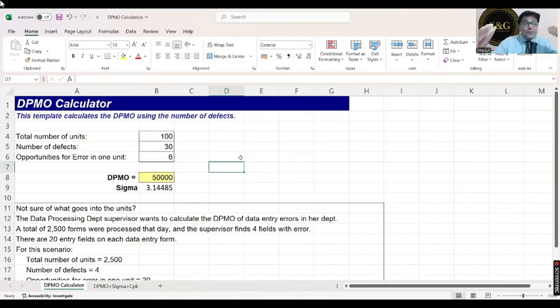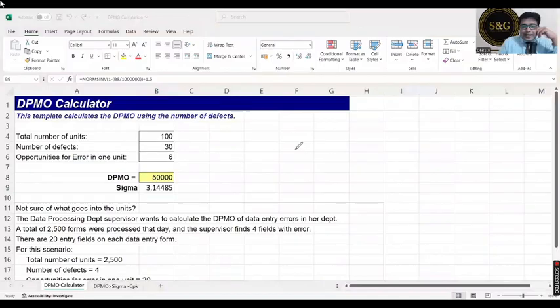And what is the beauty? The beauty is below that there is a sigma calculation as well. Wow. What is this? Sigma calculation. And this is saying 3.14. What does it mean? This means this process is a 3.14 sigma process.